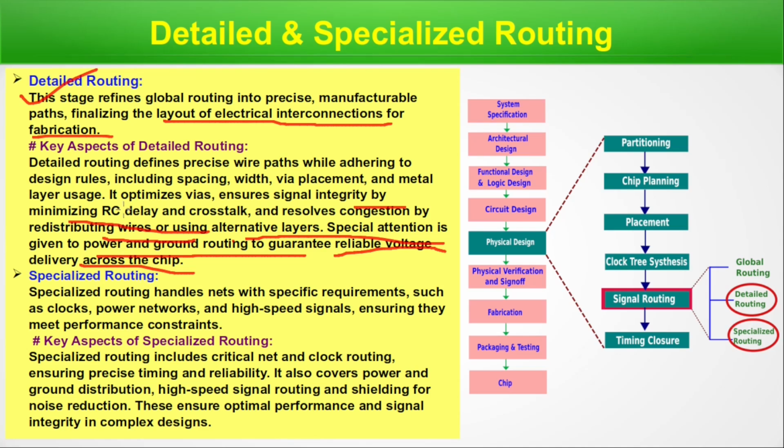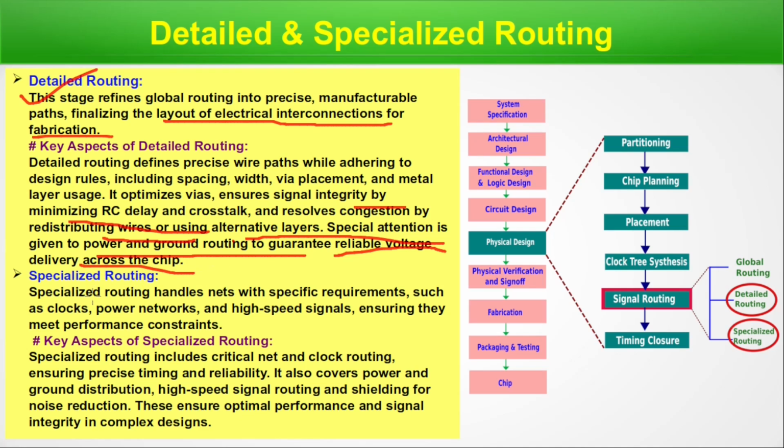In detailed routing, it strictly follows design rules, including spacing, width, via placement, metal layer usage, everything. All data are there, the strict rules are there, and it follows these rules. It optimizes vias, ensures signal integrity by minimizing RC delay and crosstalk, and resolves congestion by redistributing wires using alternative layers. Special attention is given to power and ground routing to guarantee reliable voltage delivery across the chip.